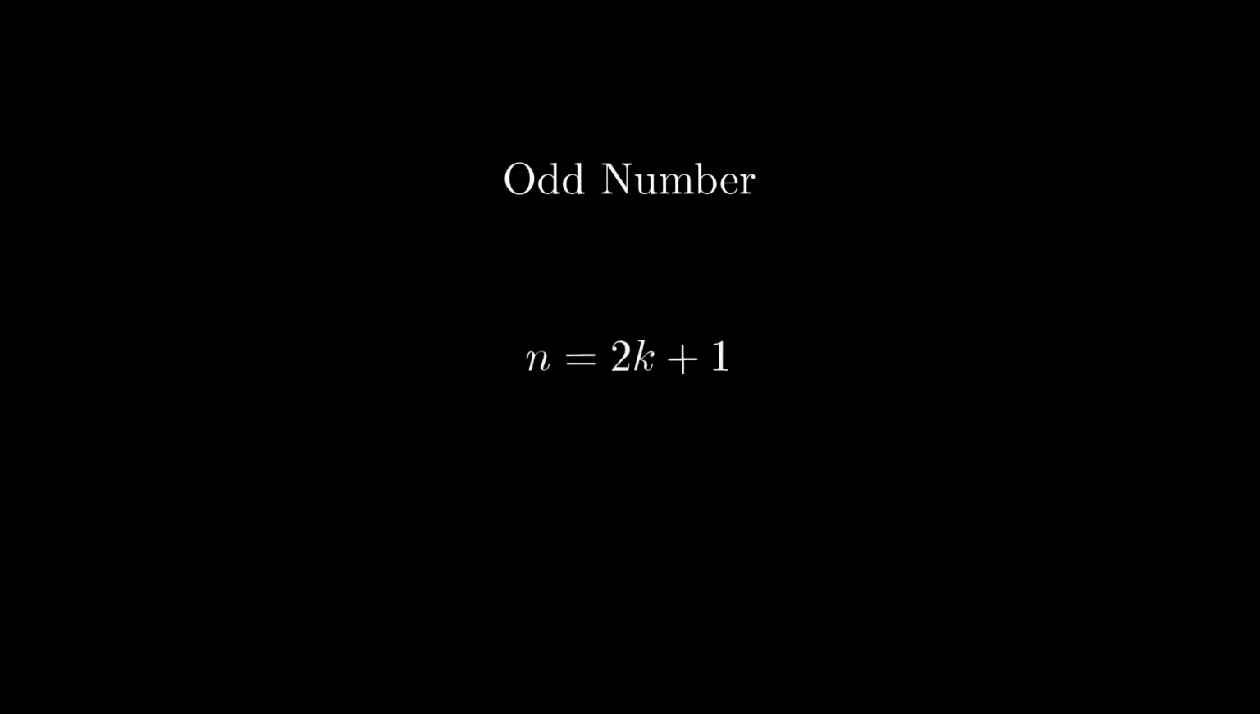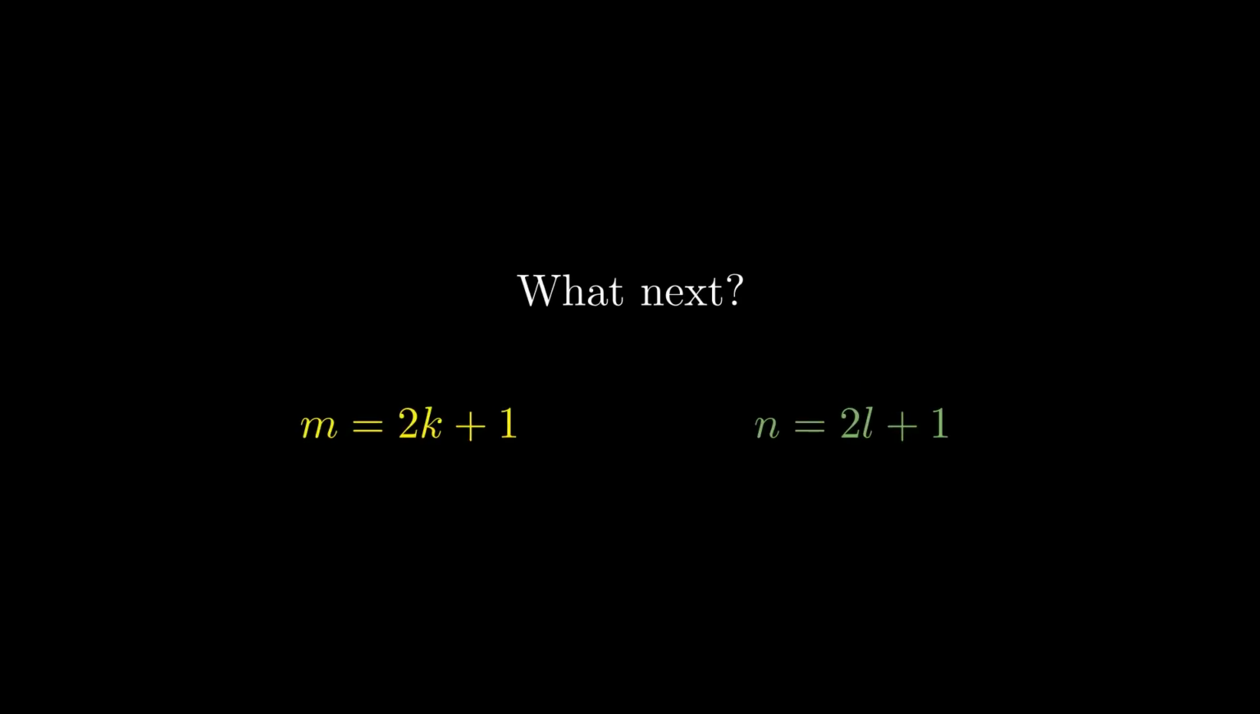For this reason, you can define an odd number as an integer n where there exists another integer k such that n equals 2k plus 1. So now we have a definition of an odd number. What next? Let's see what happens when we add 2 arbitrary odd numbers, m and n. Using our definition of odd, we can say m equals 2k plus 1 and n equals 2l plus 1, where k and l are both integers.